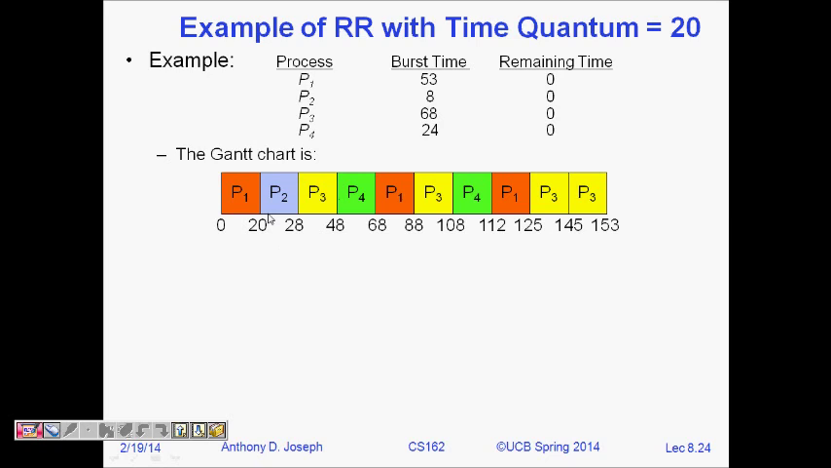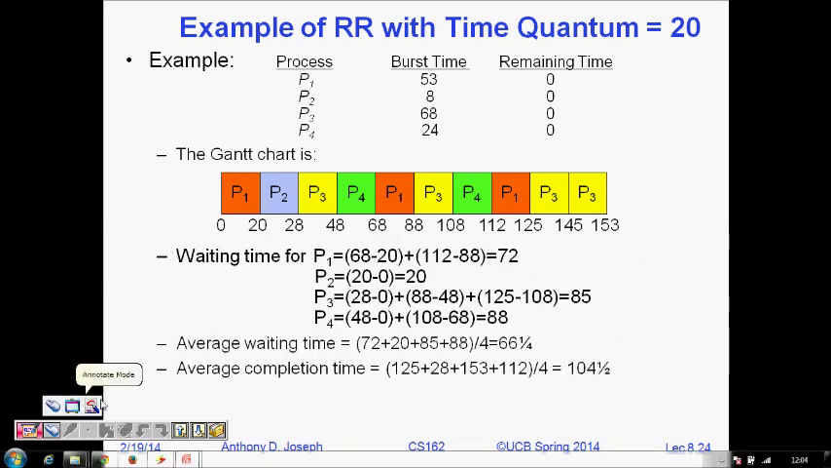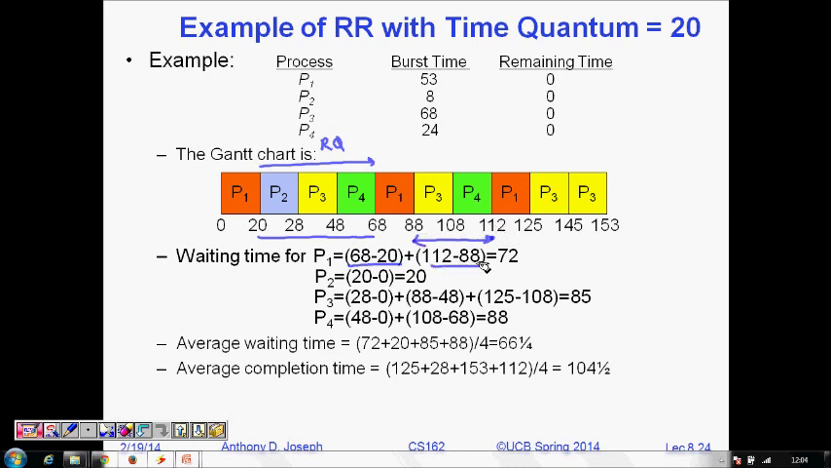Okay, so things to analyze after this. Waiting time, let's try to calculate the waiting time. Waiting time is the time taken by the process waiting in the ready queue. When P1 initially went into the queue to be served, it was given 20 seconds of CPU time. But then it was served again, so it went into the ready queue again and was served at T equal to 68. So this time period was waiting. So 68 minus 20 is the first waiting time. Then after this it was preempted and started again at this point. So this amount of time again is the waiting time. So 112 minus 88. This is the total waiting time, which is 72.